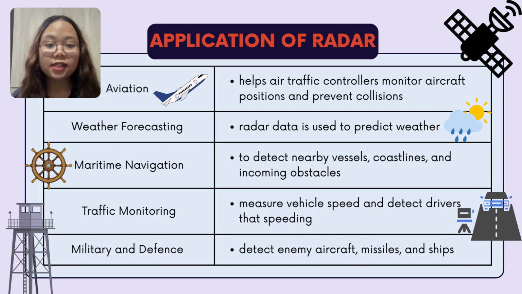Next, mariners also use radar to navigate and detect any nearby vessels, coastlines, and obstacles in front of their ships. Radar is also found in traffic monitoring, such as speed traps, by measuring the vehicle speed and detecting drivers that drive over speed limits. Lastly, in the military, radar is used to detect enemy aircraft, missiles, and ships.